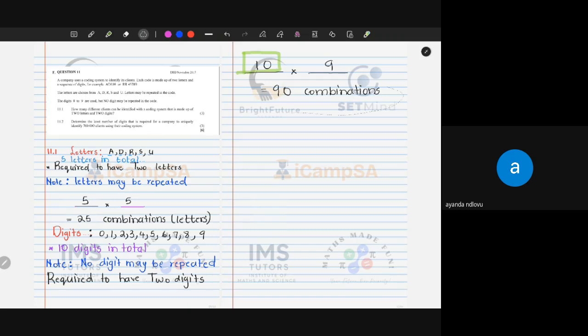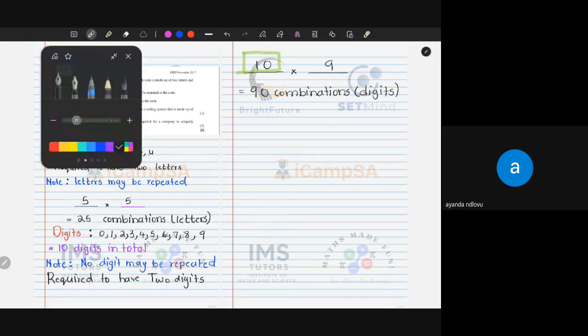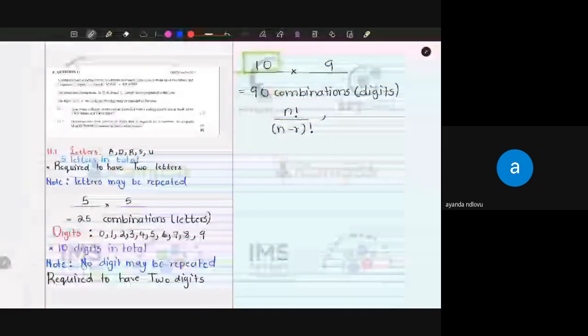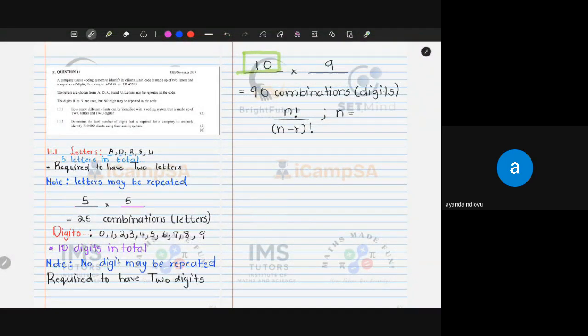And this is for the digits. That is very important. For the digits, someone else, guys, could have easily used our formula. You remember that one? Our favorite formula, n minus r. And you would have seen that your n here is 10 and your r is 2. So if you go and say 10 factorial divided by (10 minus 2) factorial, what is the answer, guys?